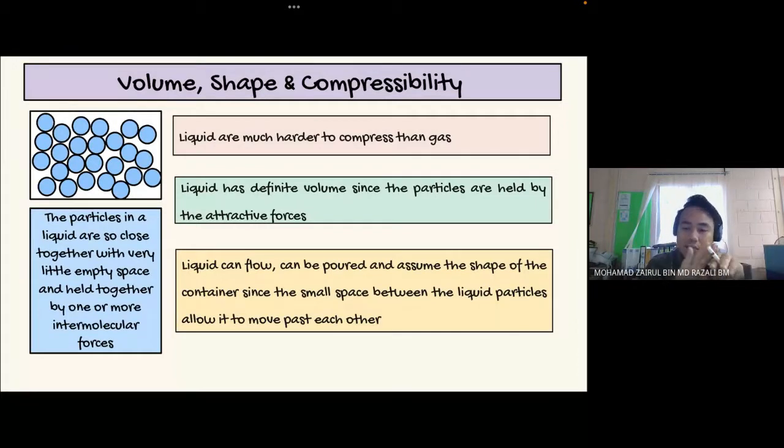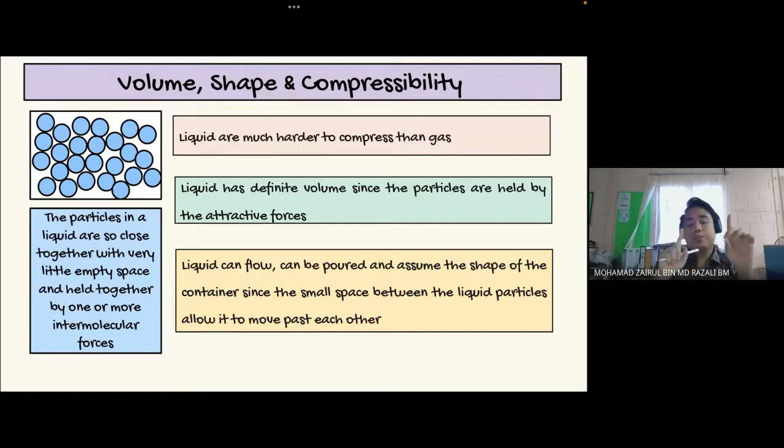Tapi solid, kita arrange dia in a very fixed arrangement. Tapi kalau liquid dia berselerak, tapi dia masih rapat-rapat. So dalam liquid, kalau awak compare dengan gas, dalam liquid masih ada space between the molecule tu. Even though the space between the two is quite small if you compare with the gas, tapi the space itu is quite significant. So dia akan affect dia punya properties.